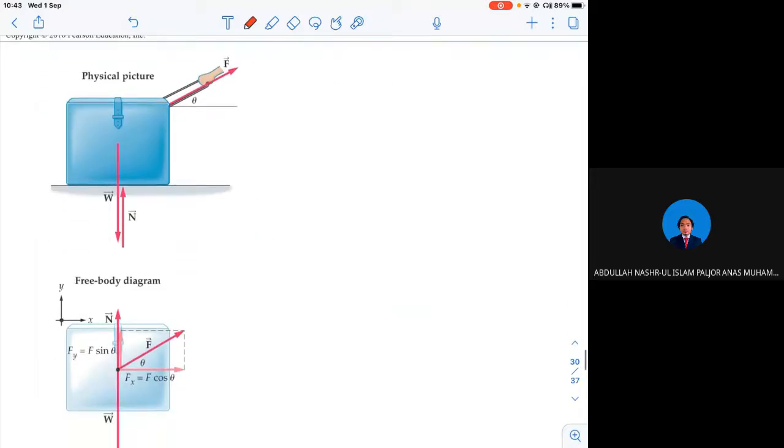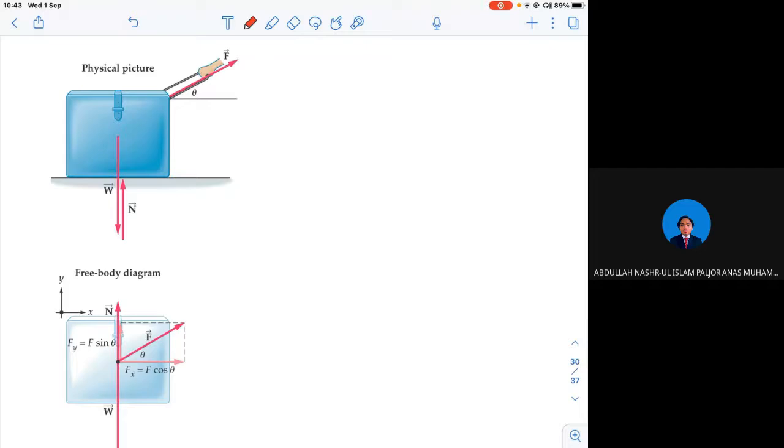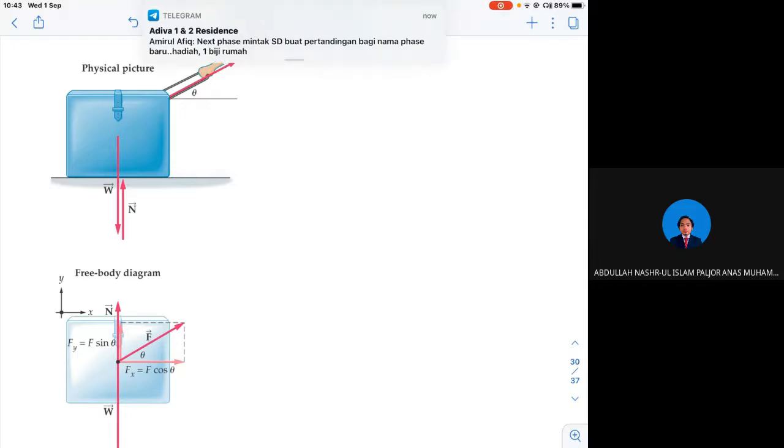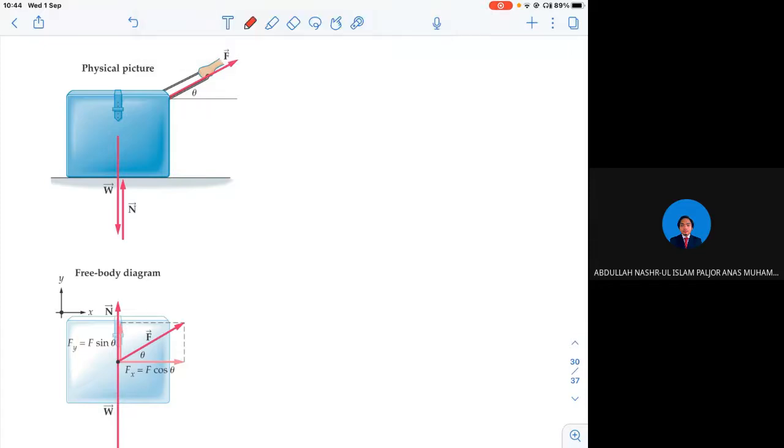Look at this physical picture of the person, who tries to give some force, pushing his or her back, and that back is actually on the floor. So therefore we have a force, and we have a weight and a normal force. Weight because it has mass, and normal force because it is on the floor. This bag is on the floor.